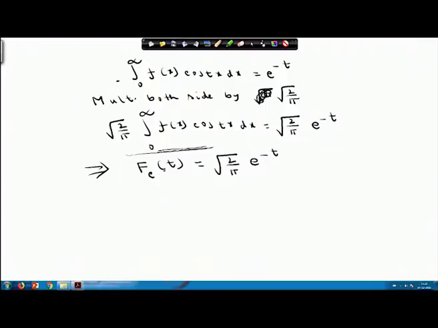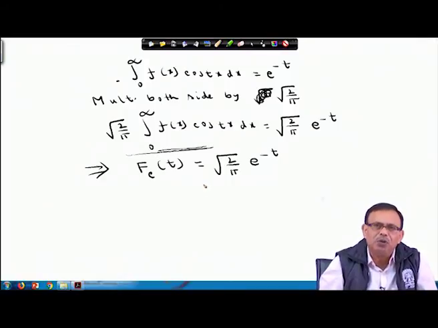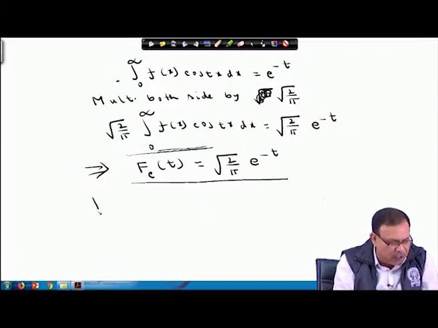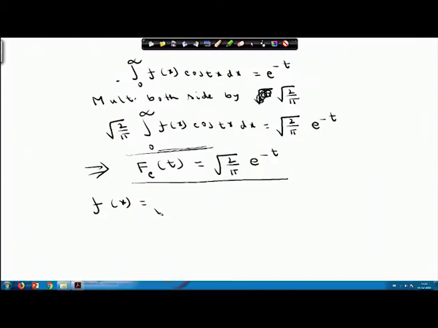So, once I obtain the Fourier cosine transform of a function, I can use the inversion formula to derive small f(x), because using the Fourier cosine inverse I can write down what my small f(x) is. Since the Fourier cosine transform F_c(t) is known as a function of t, that is root over 2 by pi e power minus t, from here I can write f(x) equals root over 2 by pi integral 0 to infinity F_c(t) into cos(tx) dt.